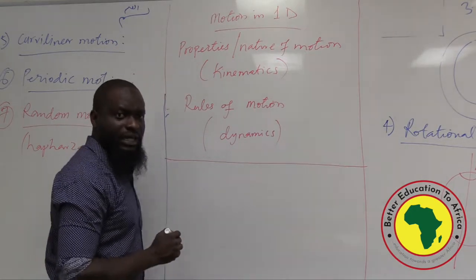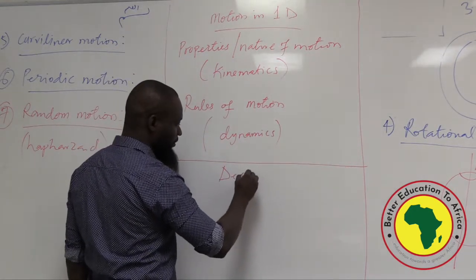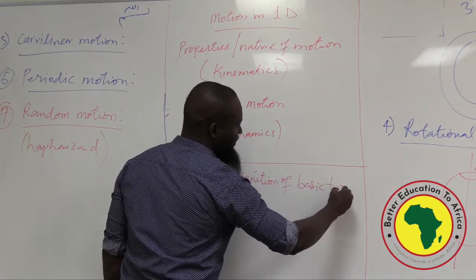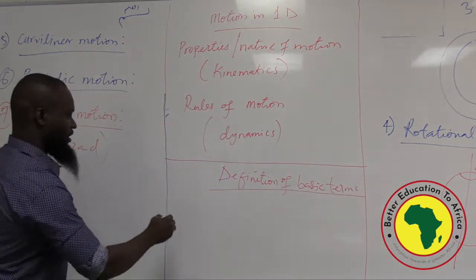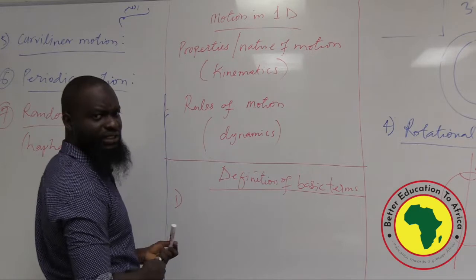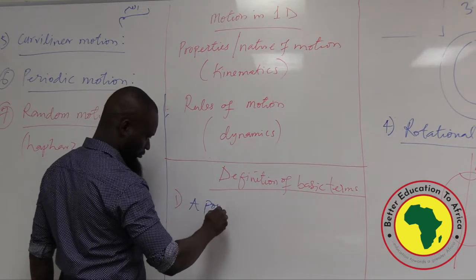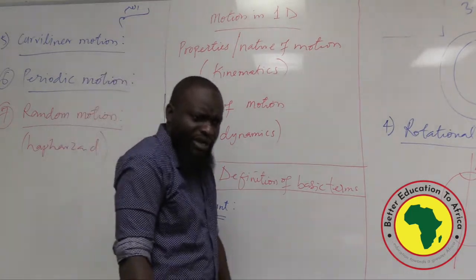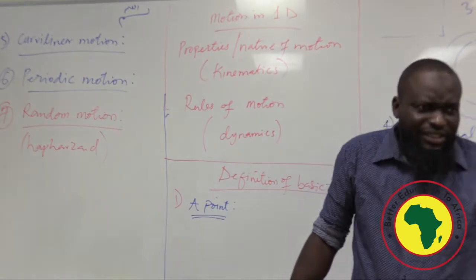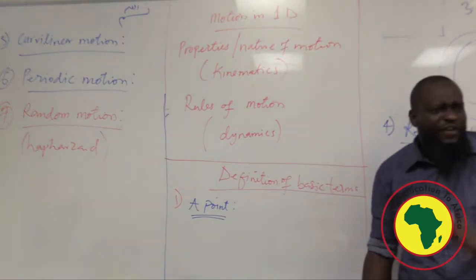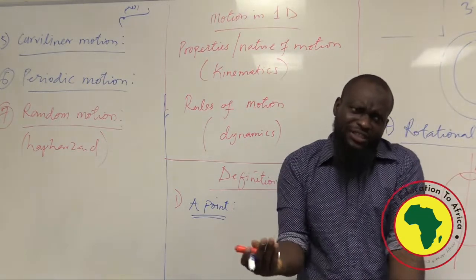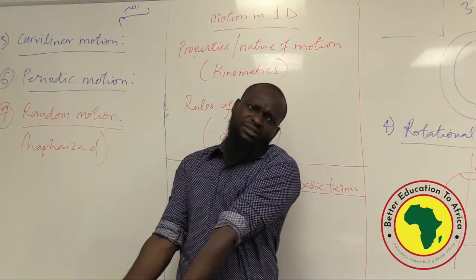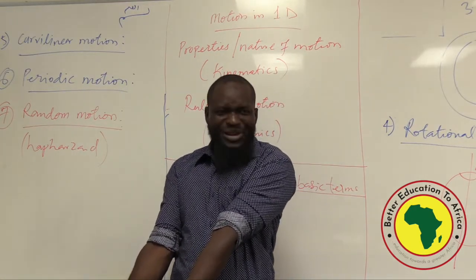Here, I'm going to define some terms. Definition of basic terms. These terms will help us understand motion better. The first one I want to define is a point. What is a point? A point is an abstract notation in physics and mathematics that just tells us the location of an object without having to tell us where the object is with reference to another object. I'm going to explain that.